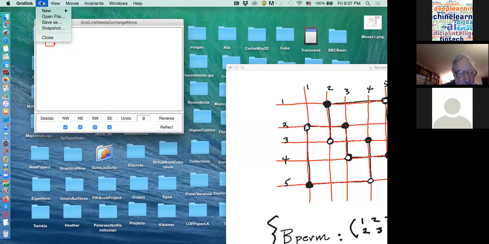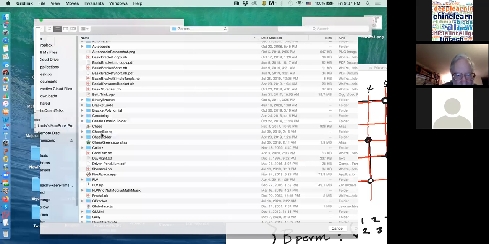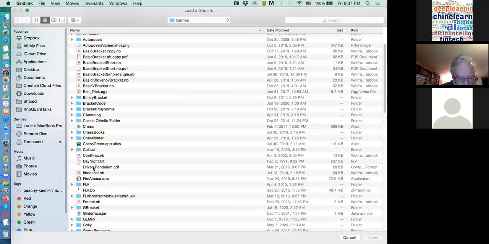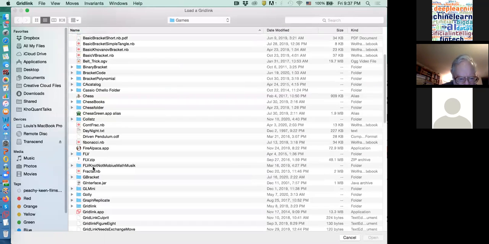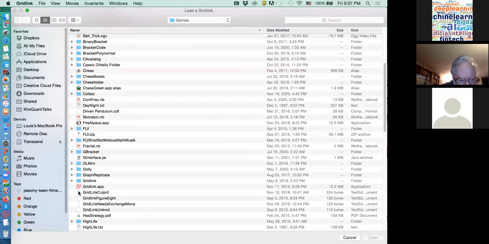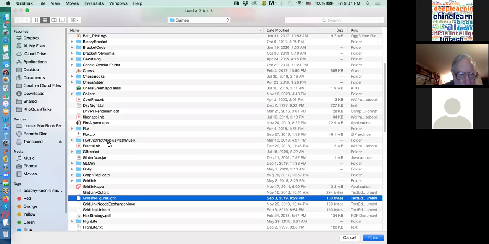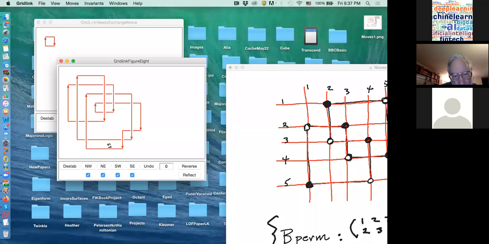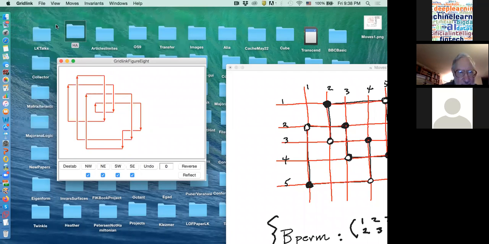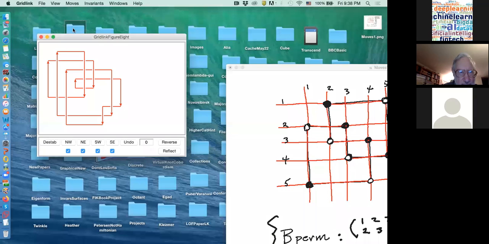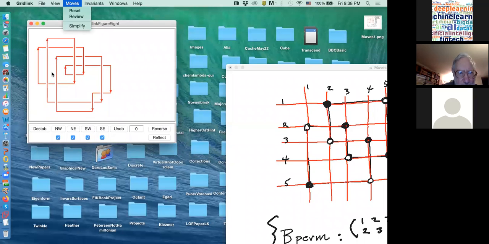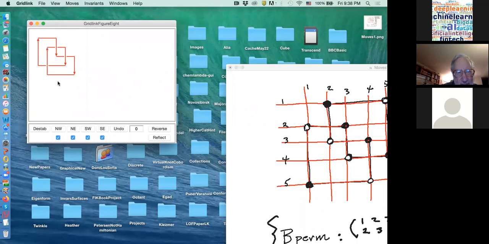Maybe we could see what a calculus looks like if I have a file that's actually knotted. Otherwise, I'll have to draw one. Figure 8 knot. All right. So is this truly a figure 8 knot? I don't know. Let's ask it to simplify it and see what it gets. Yeah, it turned out that it was simplifiable.